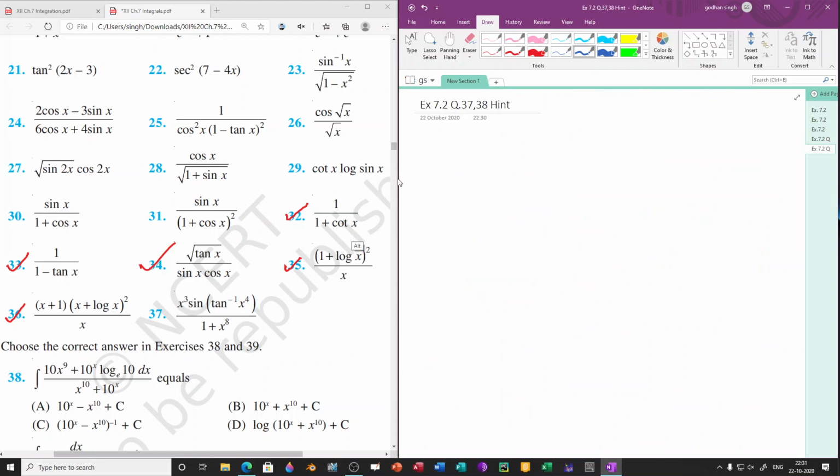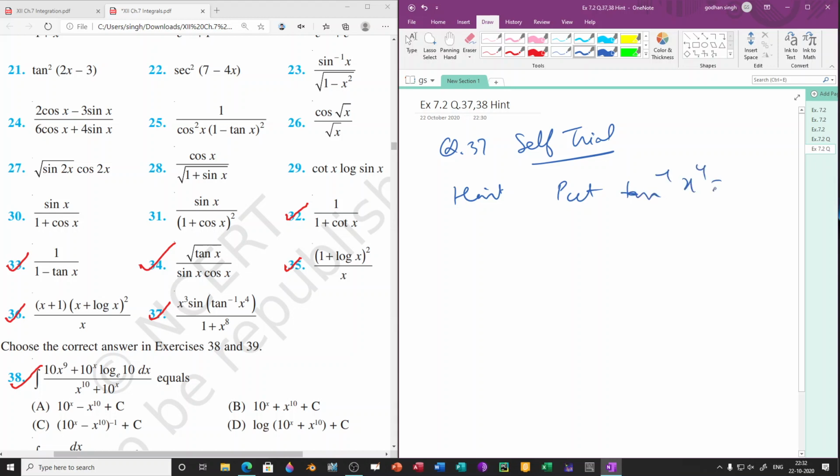Now question number 37 and 38 both will be for self trial. So question number 37, that will be for self trial, and the hint for that is, take tan inverse x raised to 4 as t, put tan inverse x raised to 4 equal to t. So this is the hint for question number 37.